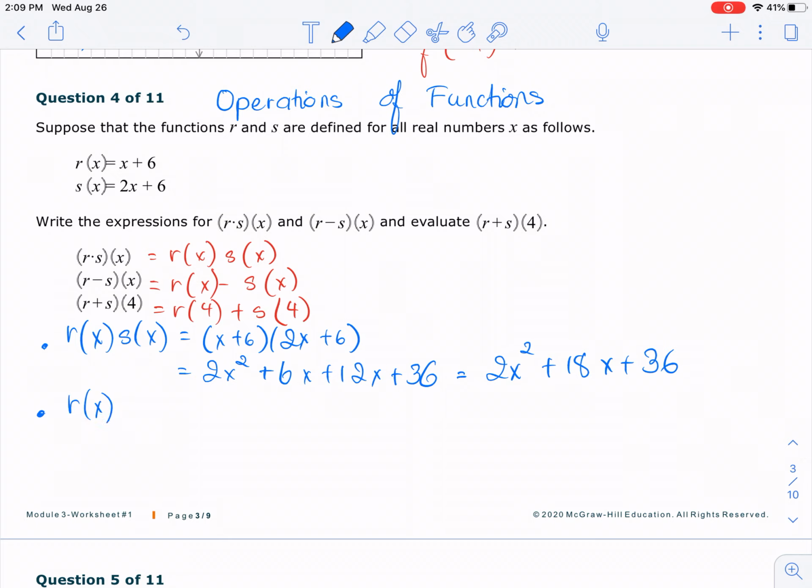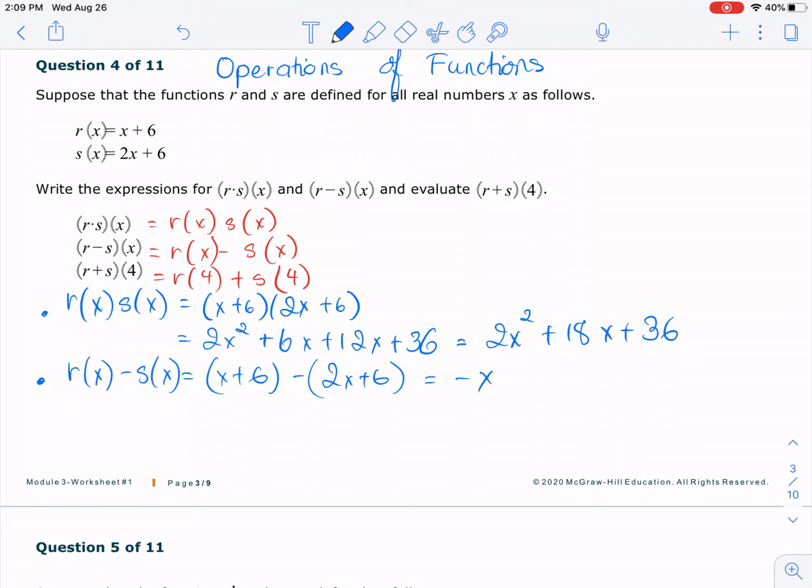For subtraction, we have r(x) minus s(x), which is 6 plus x minus (2x plus 6), which is negative x. And then for the last one, I think it's easier for you to evaluate before you add. So I would just evaluate first.